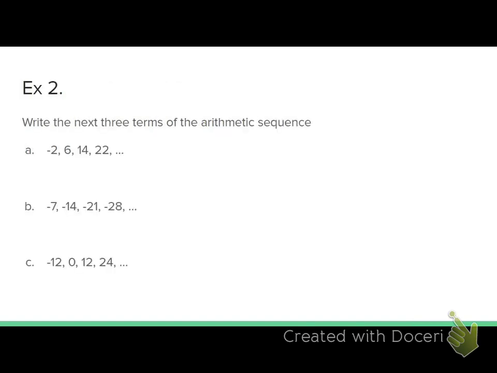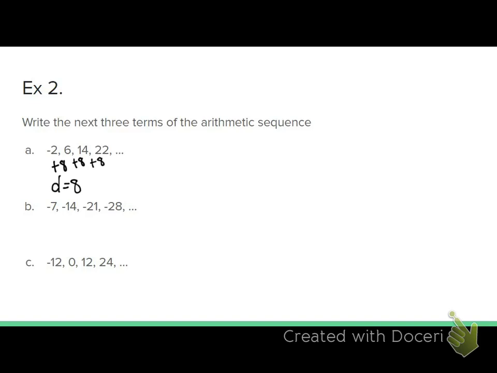Number 2, write the next 3 terms of the arithmetic sequence. So in order to do that, we need to be able to find the common difference so that we know what's happening each time. So if we look at the numbers from -2 to 6, what happened? It added by 8. They added 8. What about from 6 to 14? They added 8 again. 14 to 22. Same thing. That's our common difference. So in this case, our common difference D is a positive 8.